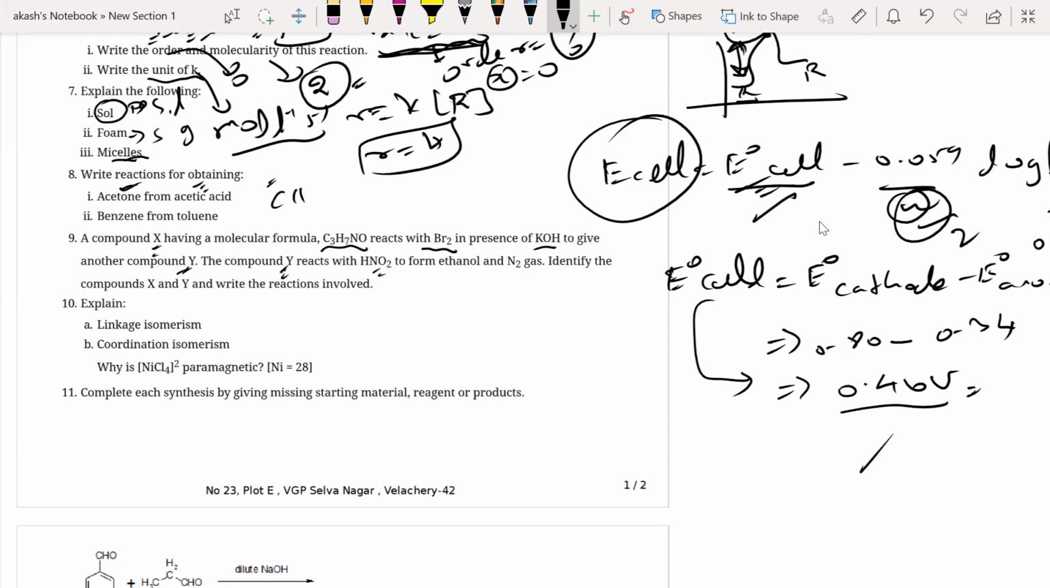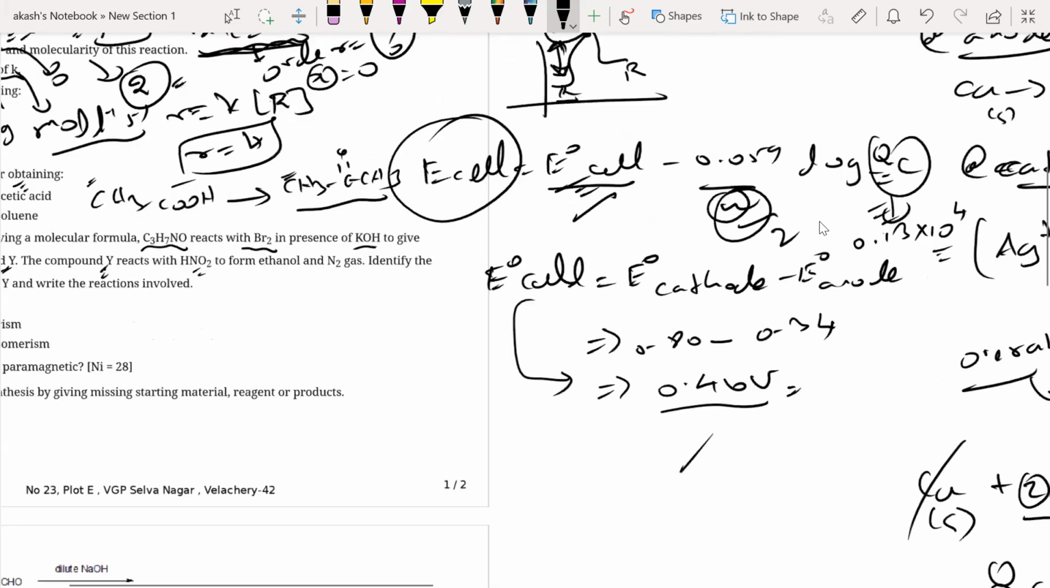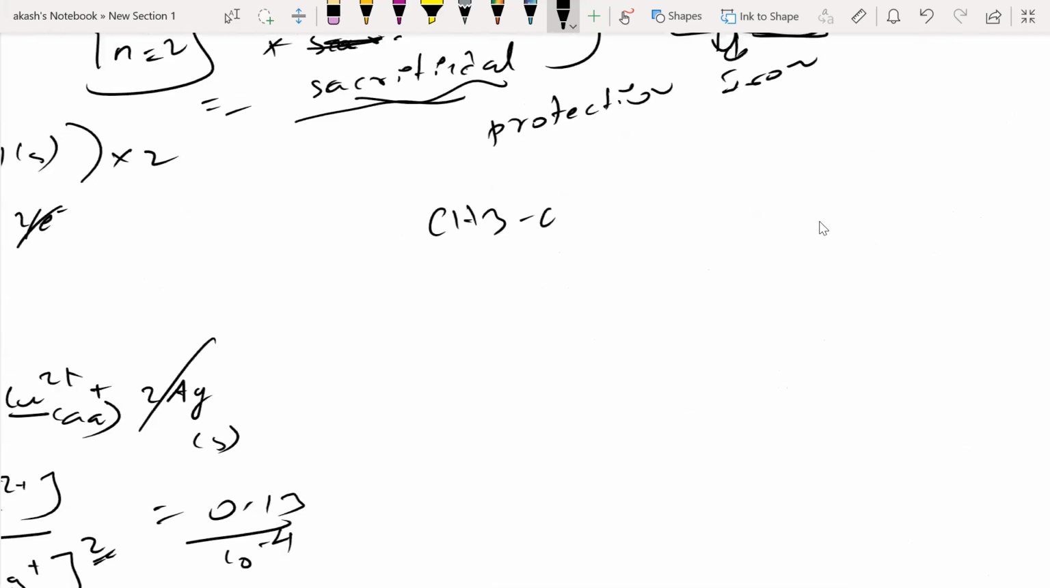Basically, I have acetic acid, and you have to convert it into acetone. Let us check what we can do about this. So we have CH3COOH and we need to convert it into acetone. The first thing I observe is that there are 2 carbon atoms here and 3 carbon atoms in acetone. So somehow we have to increase the number of carbon atoms.